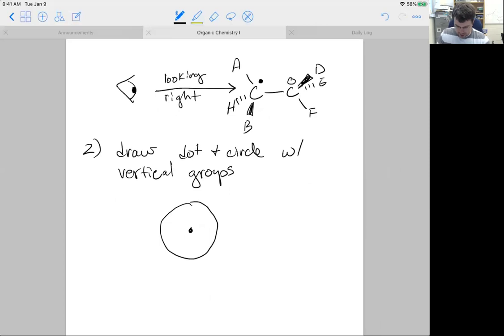Now step two is we need to draw the vertical groups. So the vertical groups are our straight lines, and they're the straight lines in the seesaw structure. Okay, so what are our straight lines? Well, our eye travels into the dot, which is the front carbon, that's our dot. And what is the straight line? Well, B is a wedge, so that's not it. H is a dash, that's not it. But A is a straight line and it's up. So I'm going to draw a straight line up to A.